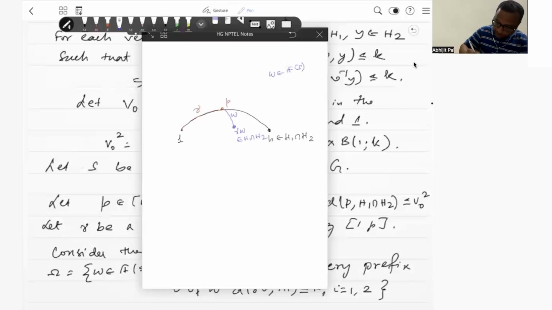And if I take any vertex on this path, which will be labeled by, say, this subword labeled by u, this vertex will be gamma u. So the distance of gamma u to H1 is less than or equal to K, and the distance of gamma u to H2 is less than or equal to K.